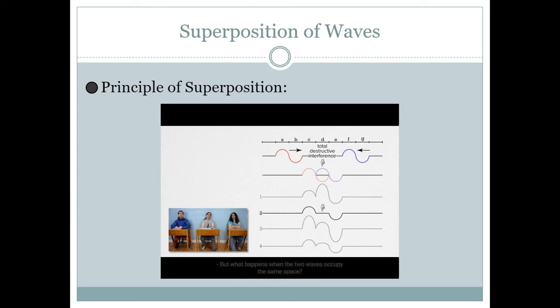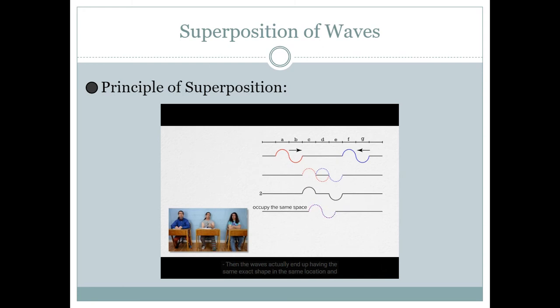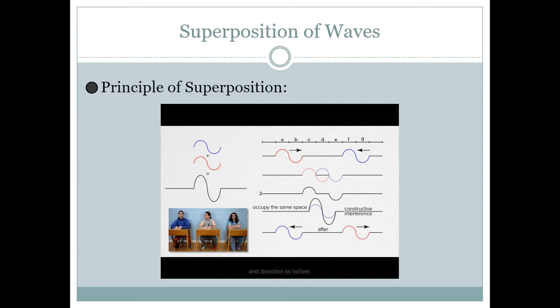Correct. But what happens when the two waves occupy the same space? Then the waves actually end up having the same exact shape in the same location, and we get constructive interference. That means the resultant wave has twice the original amplitude as the two original waves. And after the two waves interfere with one another, they continue on with the same amplitude and direction as before. Very nice, y'all. Okay, let's do one more problem.